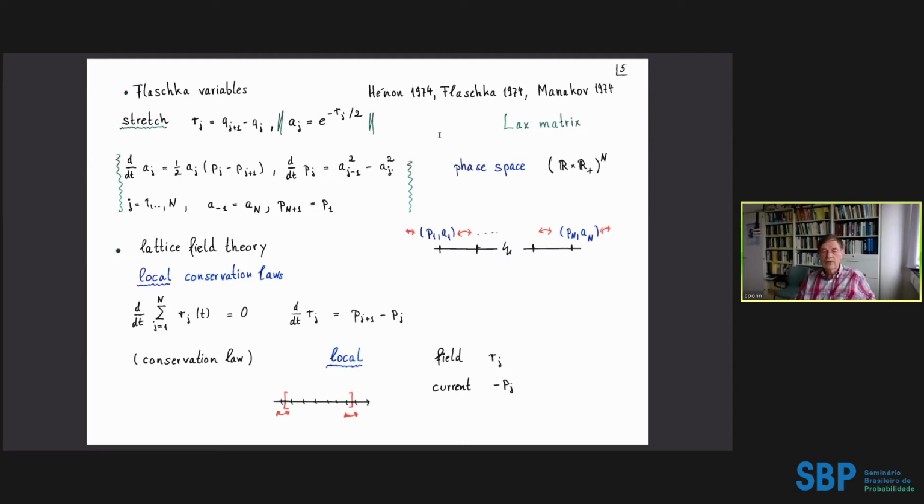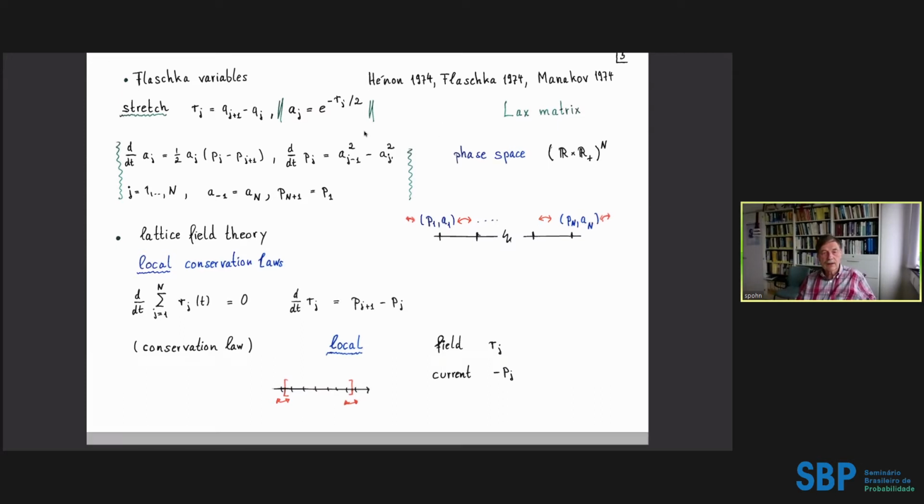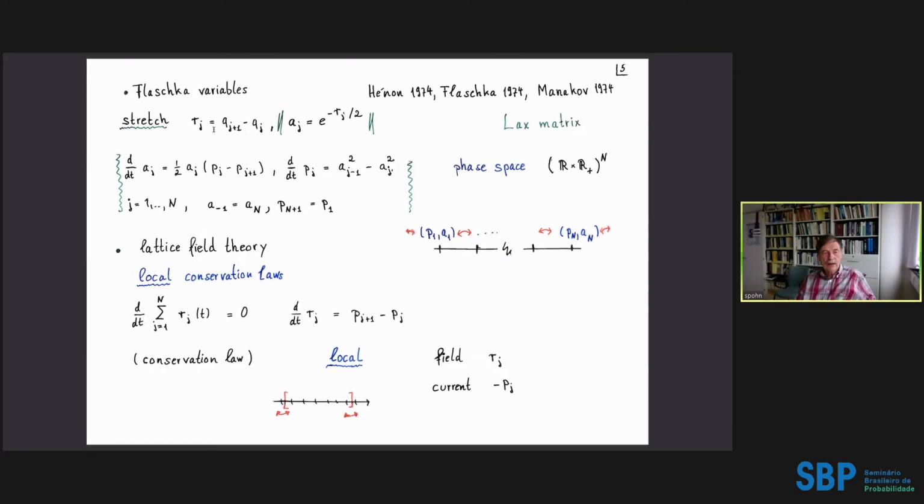So anyway, it's called Flaschka variables because he realized, talking to people at Courant, what he should do is look for a Lax matrix, and in fact, that's rather easy to do. So you introduce the difference in position, which I call Rj, and then the square root of the interaction potential, which is called Aj.